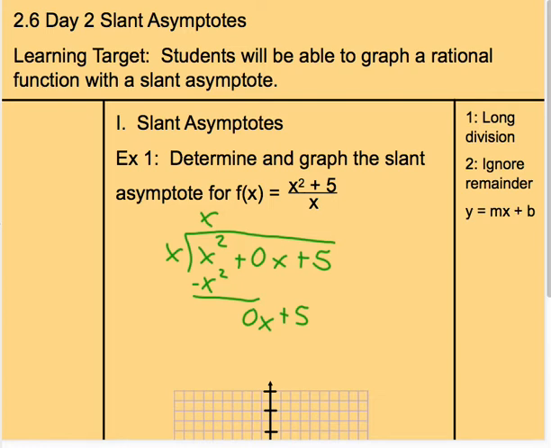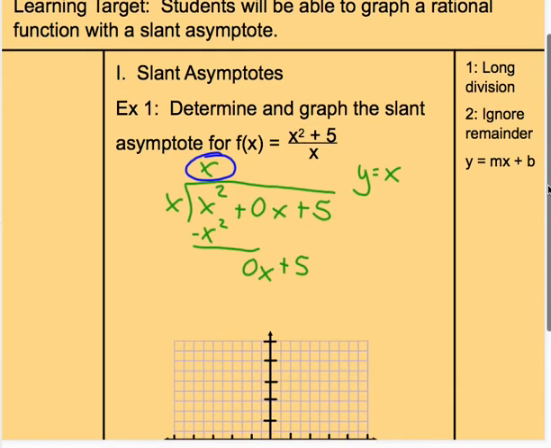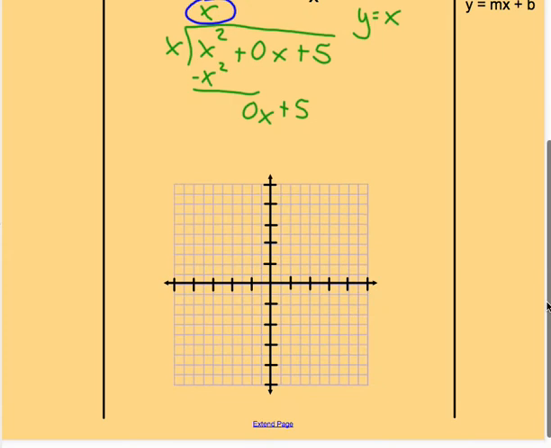So our slant asymptote is the equation y equals x, and that is coming from the quotient, or the answer of your division, not the denominator in this case, because they're the same. That could be a little confusing. So graphing our slant asymptote y equals x is fairly straightforward. We've got a y-intercept of 0 and a slope of 1.